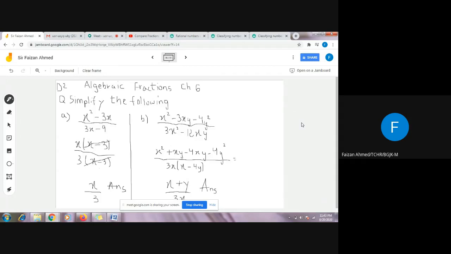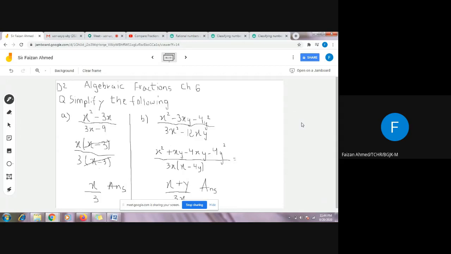And for that, we have to make something common in the numerator and denominator by factorizing our expression. We can use the common technique for factorization, we can apply an identity to factorize, and we can also apply the middle term breaking method to factorize our expressions, numerator and denominator.